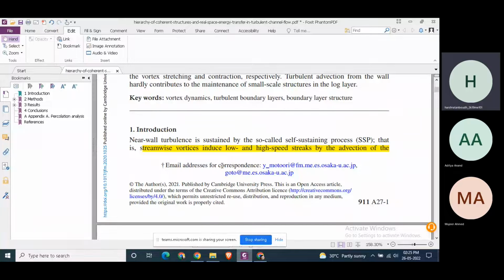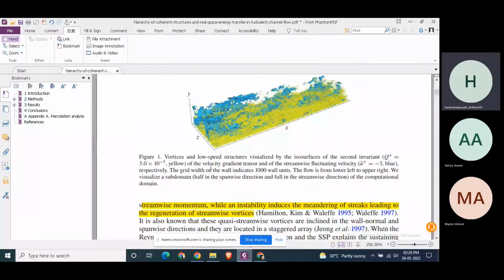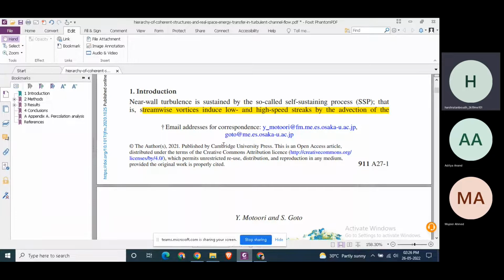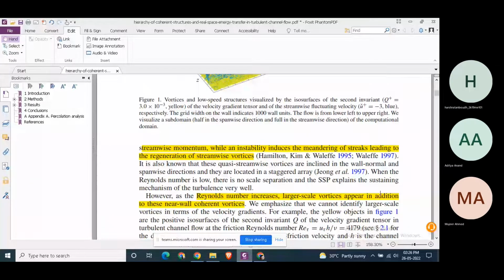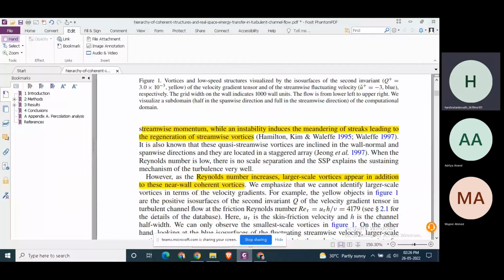There is something called the self-sustaining process, in which the streamwise vortices induce low and high speed streaks by advection of the streamwise momentum, while an instability induces the meandering of streaks, leading to the generation of streamwise vortices. At low Reynolds number, or low velocity, we see a self-sustaining process, where the vortices generate themselves. But when the Reynolds number gets high, large scale vortices appear in addition to these near-wall coherent vortices. So close to the wall there are some vortex structures, and we'll discuss them later.